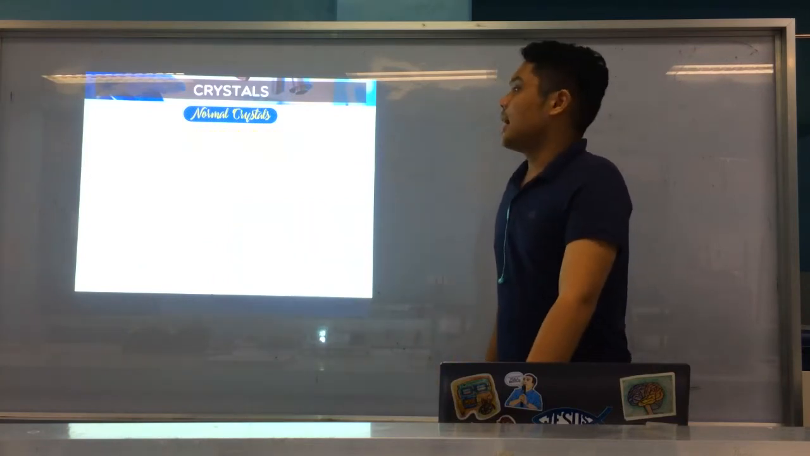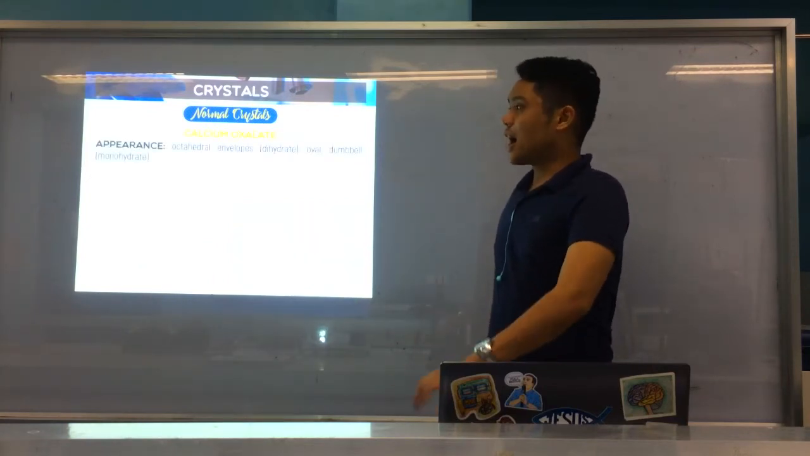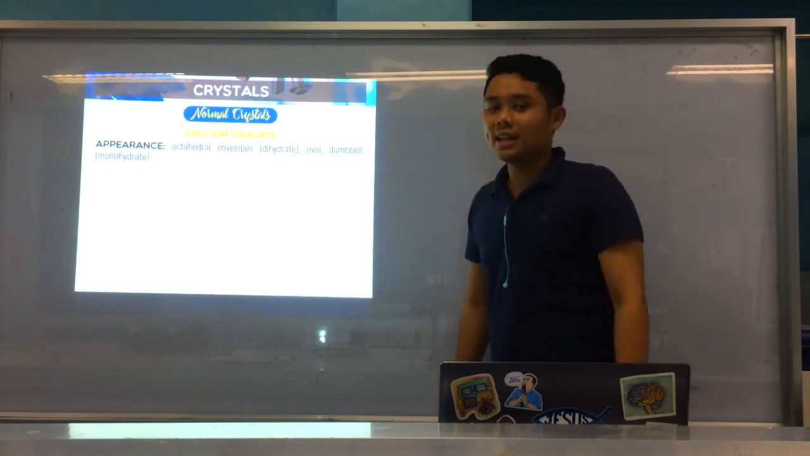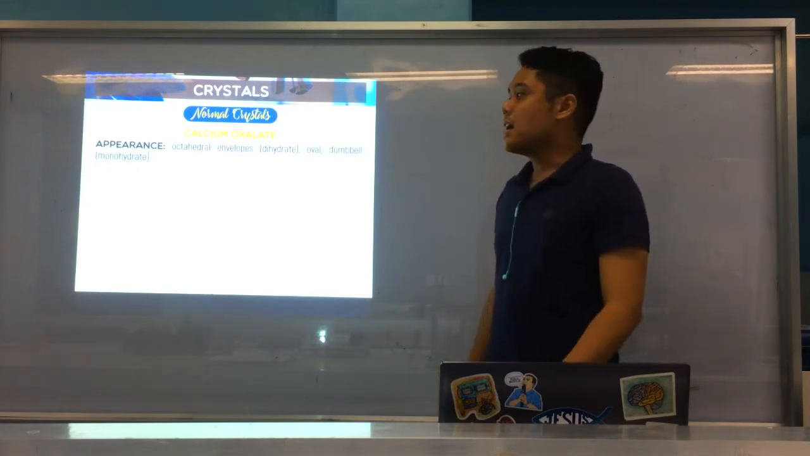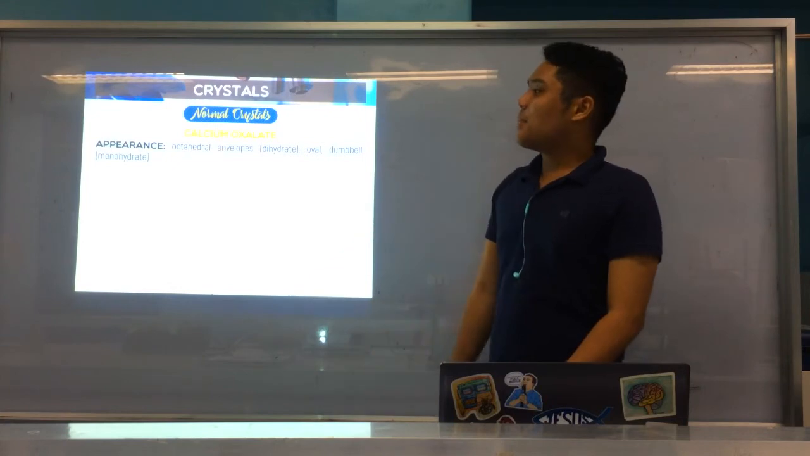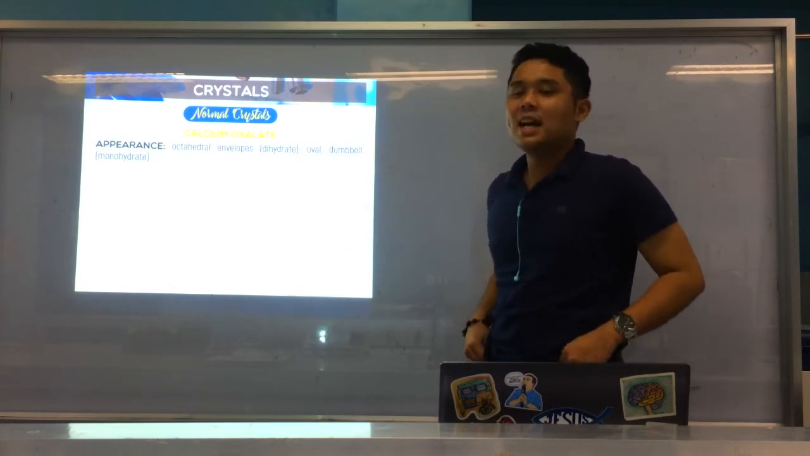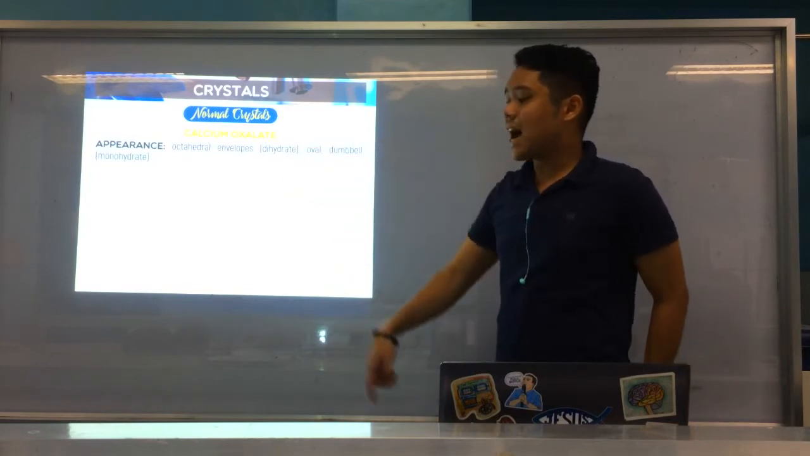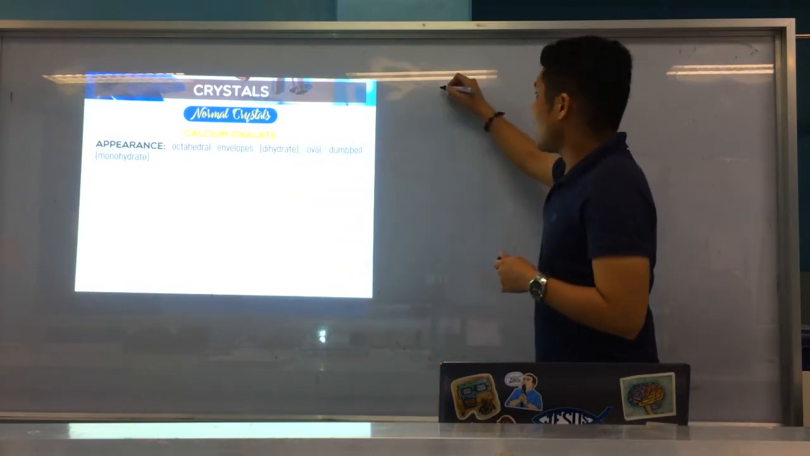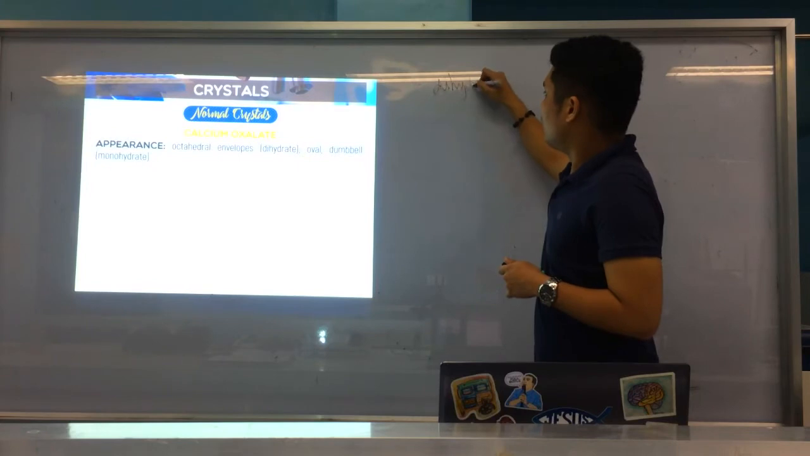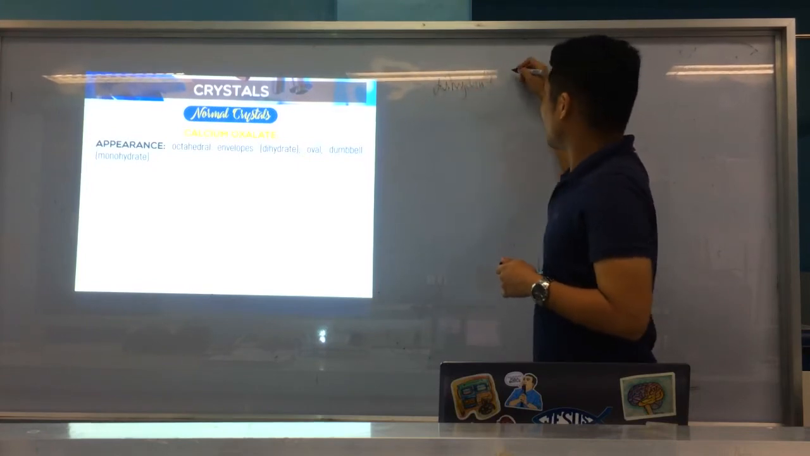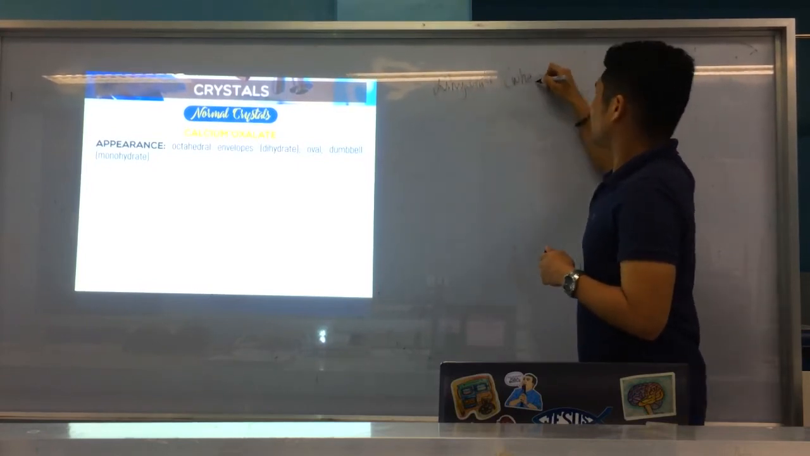Next, you have your CaOx, calcium oxalate, which may appear in acidic or neutral urine. Its appearance is octahedral or envelope-shaped crystals, and that's known as the dihydrate, or weddellite.